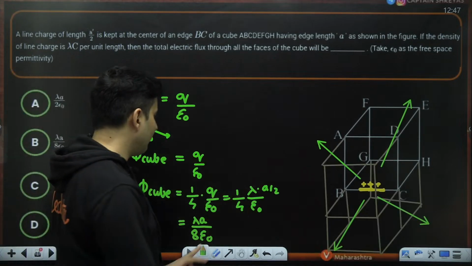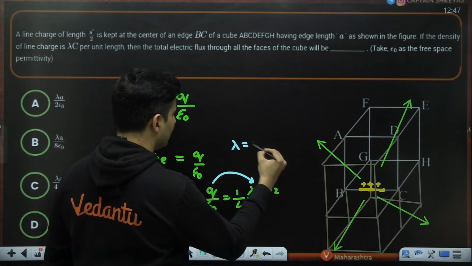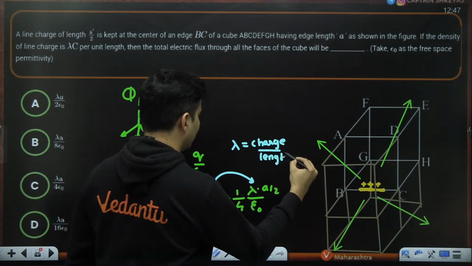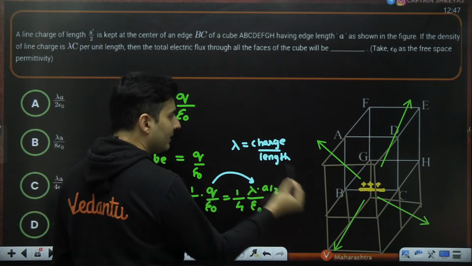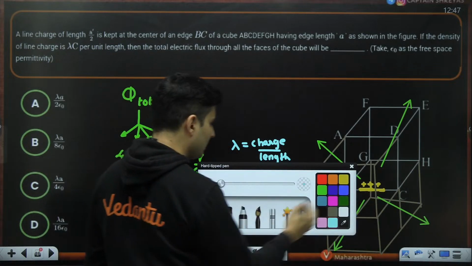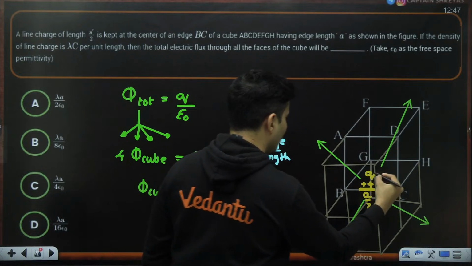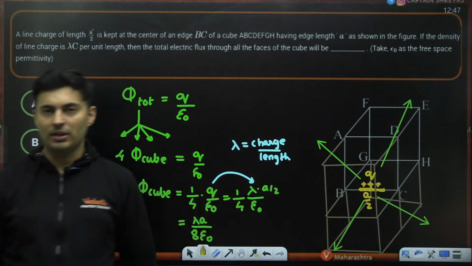Why q becomes lambda into a by 2? The reason for that we all know is lambda is how much charge is there per unit length. So charge will be lambda into length. Lambda is lambda only. Length is a by 2. Yes, this particular length was a by 2 and this was the charge on it. So that's why lambda into a by 2 is the charge on it.